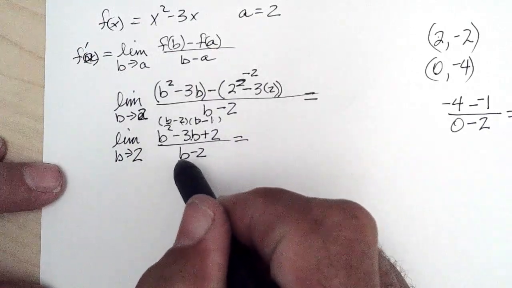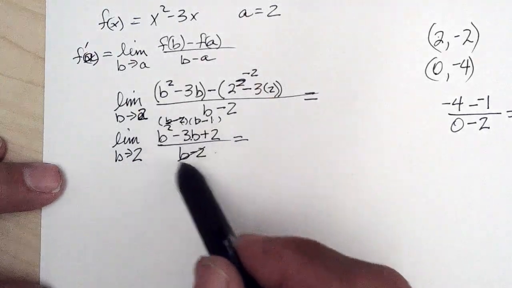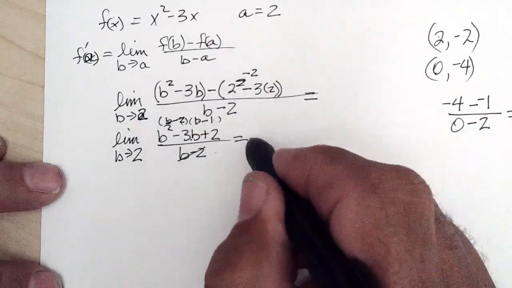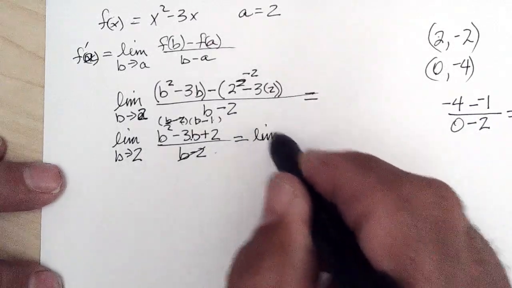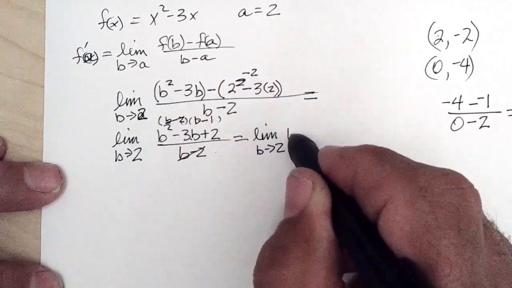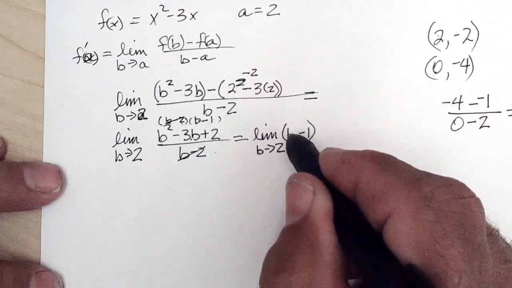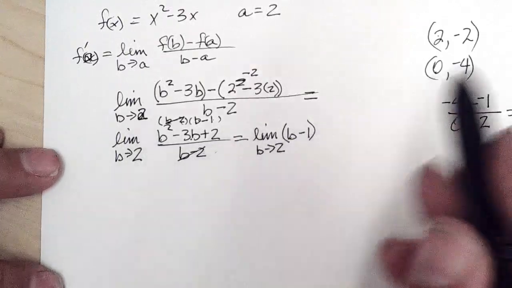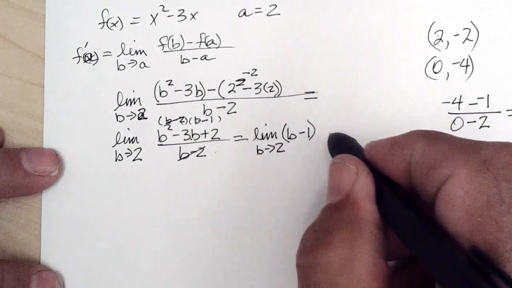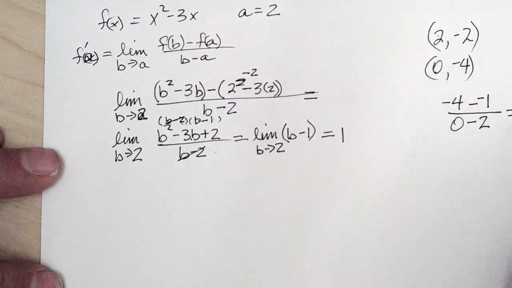And so the b minus 2 cancels, and I get an expression equivalent to this in most places, and that will be the limit as b approaches 2 of b minus 1. And this, I can put the 2 in. It doesn't cause the error that this would. And so I get 2 minus 1, which is 1. Now my estimate was 1.5.